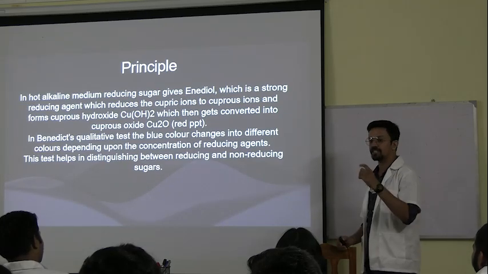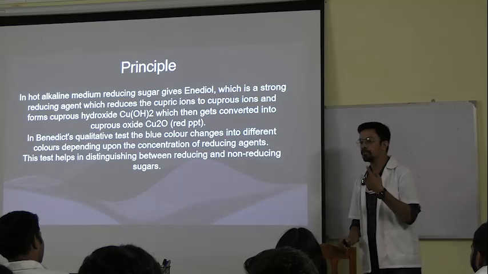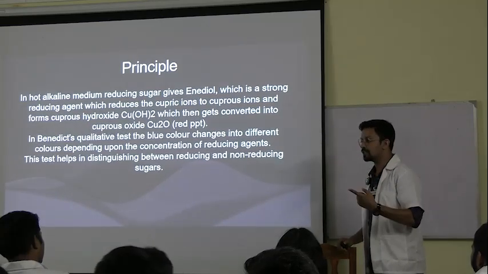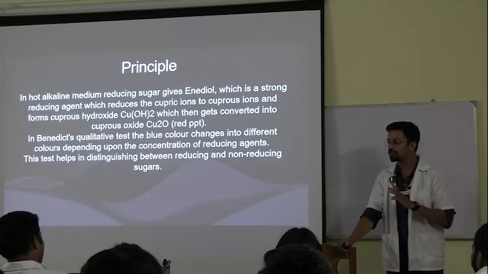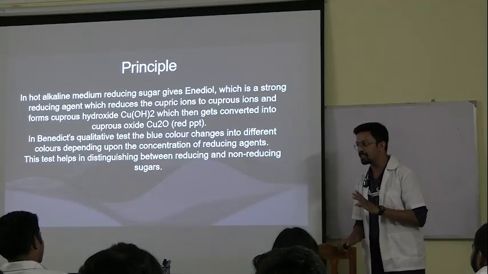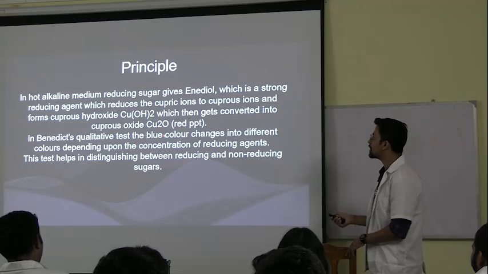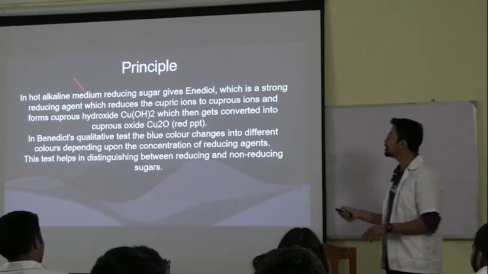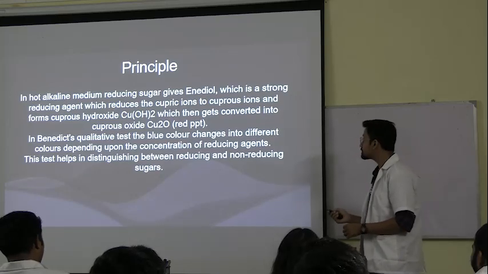Let's say the sugar concentration is very less, then it will change into only green color. If it is more, then it will become yellow. If it is more than that, then it will become orange to red color. And the highest, that is more than 2 gram%, will become a red precipitate, that is the brick red color. That is what is written over here in Benedict's qualitative test. The blue color of the reagent will change into different colors depending upon the concentration of the reducing agents.